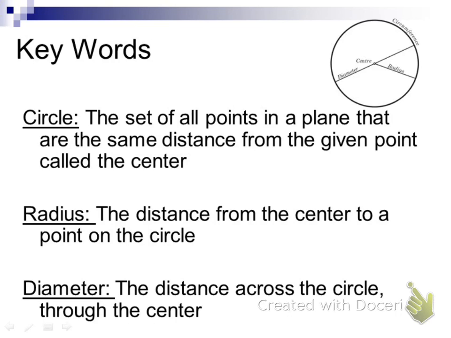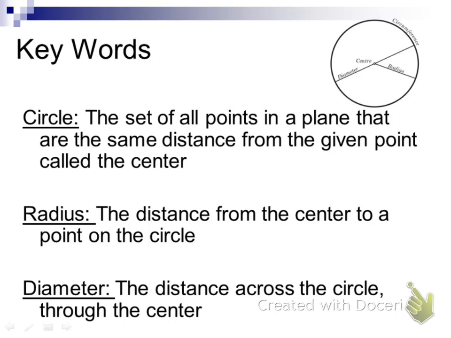Alright, so the first definition is just to define what a circle is. A circle is a set of all points in a plane that are the same distance from the given point called the center. So if you're looking at the circle up here on the right, imagine if I put a pencil right here and attached a string to it. The string would be the length of the radius, and then if you draw all the way around, that would form a circle. So every single point on the circle is that same distance from the center. And we call that distance the radius. The radius is the distance from the center to a point on the circle.